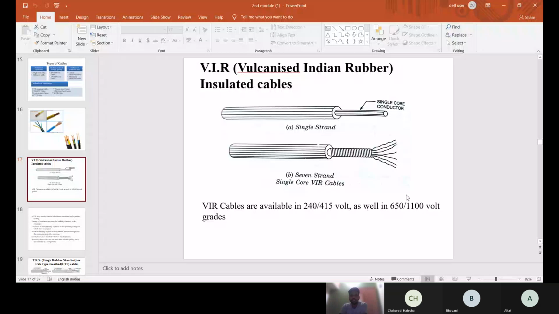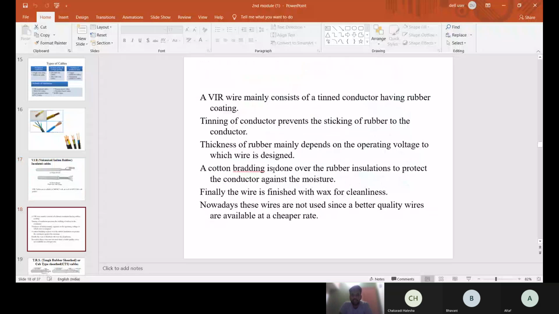And it's the same. As I told, this is a cotton braiding done over the insulation to protect the conductor against moisture. And finally, the wire is varnished with wax for cleanliness. They rub the wires and cables through the wax. These are not used nowadays since better quality wires are available. They apply color, and after that they have to clean off the wax.